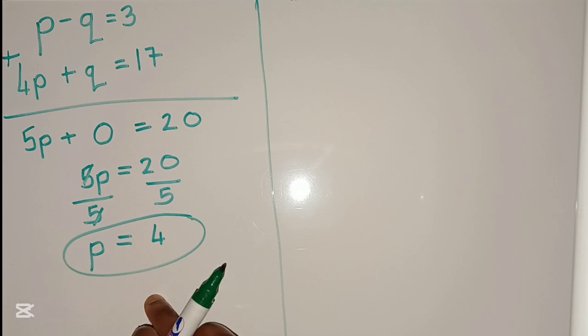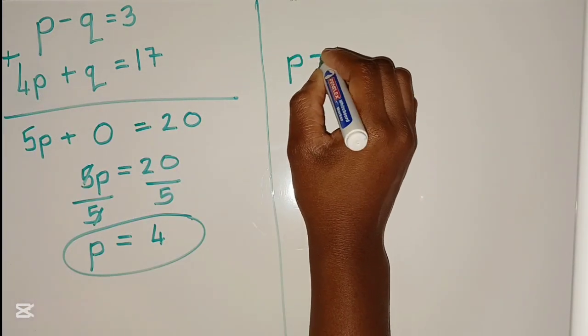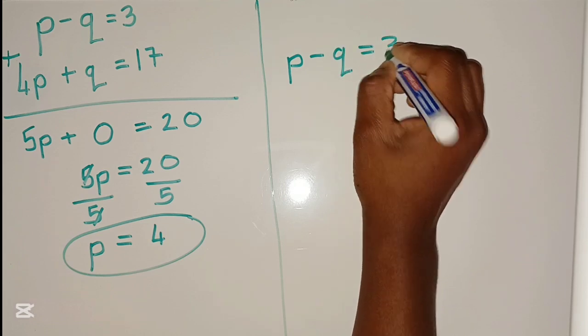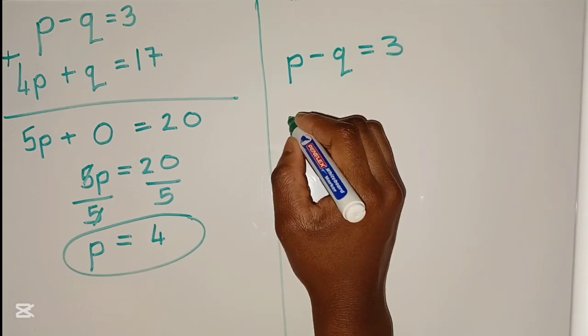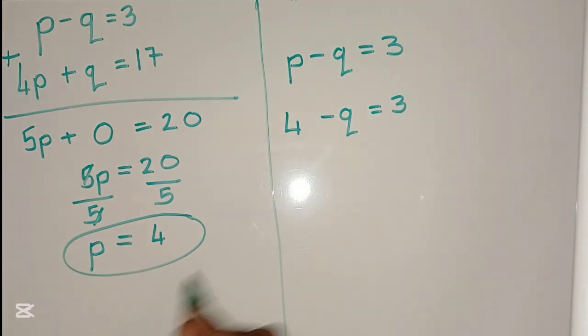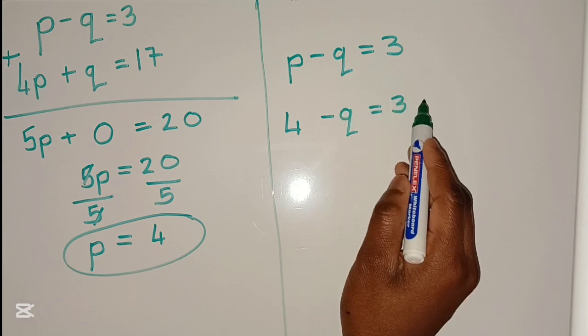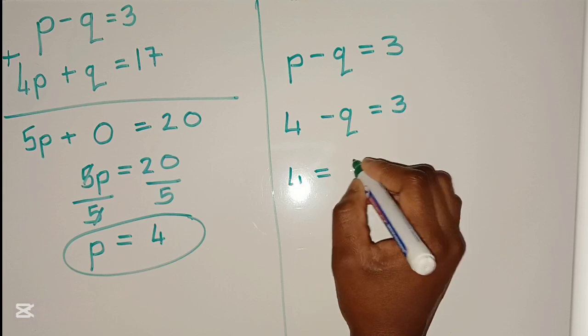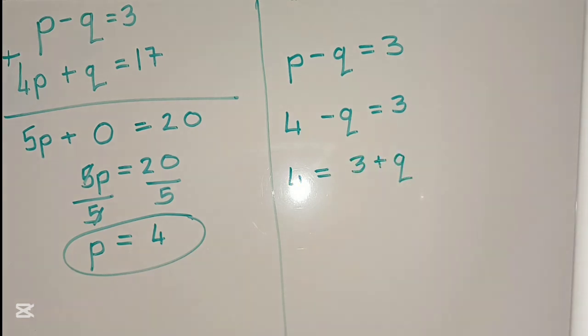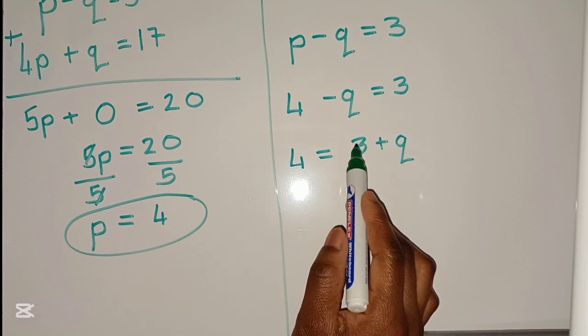Substitute the value of p in either of these two equations. I will substitute the value of p in the first equation, which is p minus q equals 3. p is 4. Where there's p, I put 4. 4 minus q equals 3. I try to keep my variable positive, so I'm going to move it to the other side. 4 equals 3 plus q. Still, it's not isolated, so I'm going to move my 3 to this side.